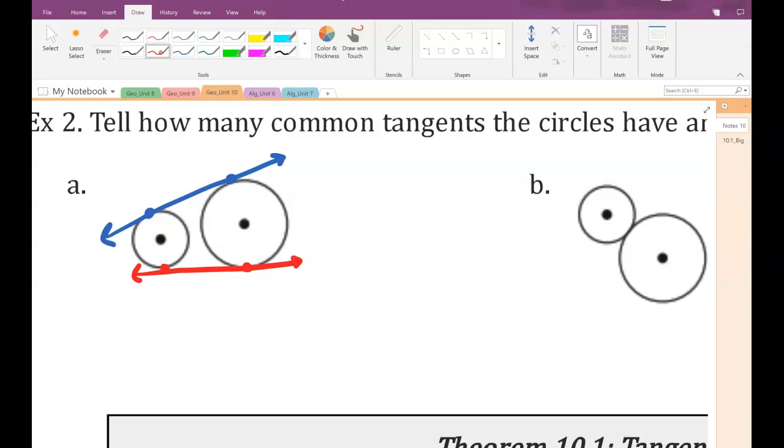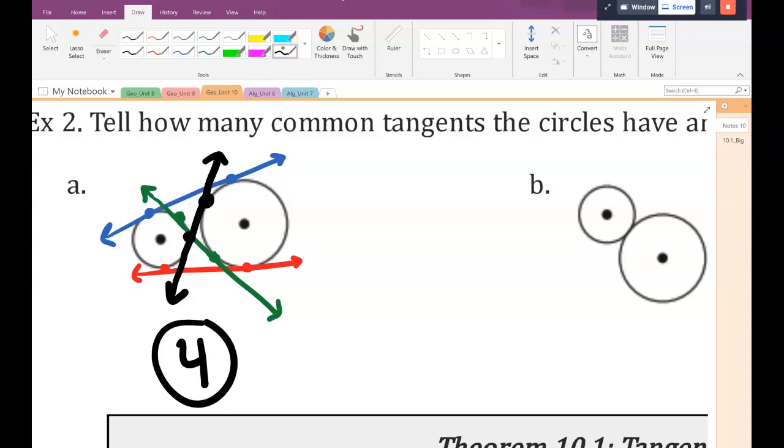And we could actually have two more. If you go through the middle and do a little diagonal, here and here, it intersects in one spot. And also if we go the opposite direction, line it up a little bit better. There we go. Right here and right here. So you have a total of 4 common tangents from these.